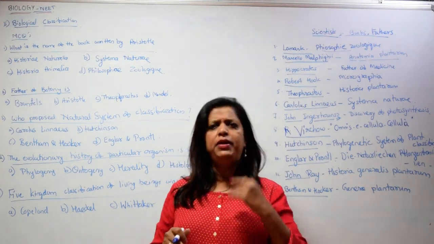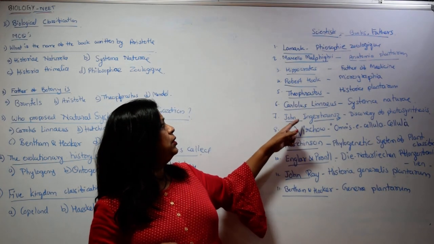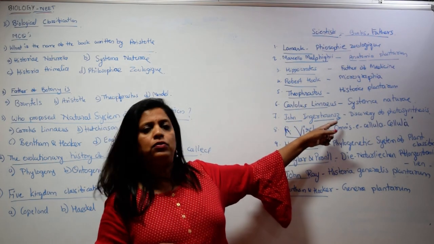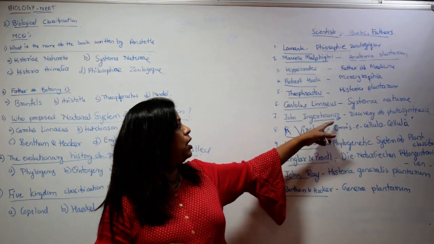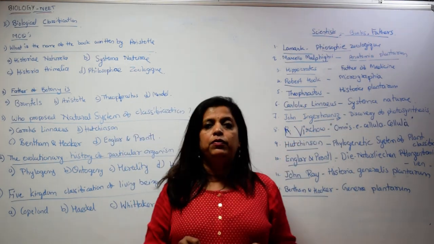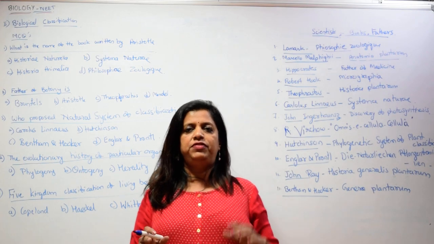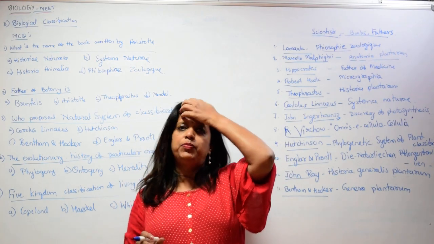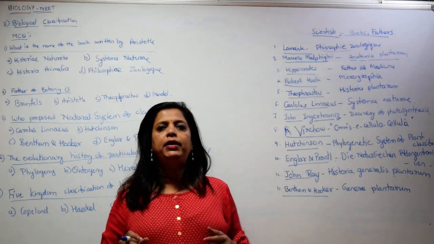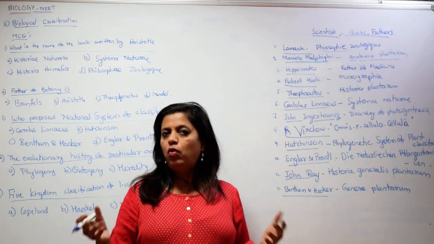Some more things you have already learned. Then other names, that is Jan Ingenhousz. He discovered the process of photosynthesis. For the first time he explained that plants produce their food by using sunlight and chloroplast, carbon dioxide and water.